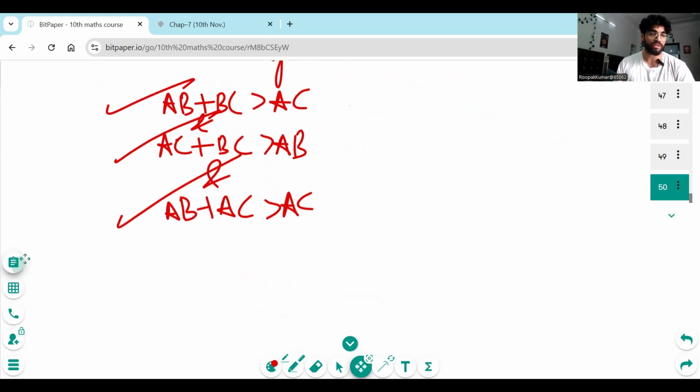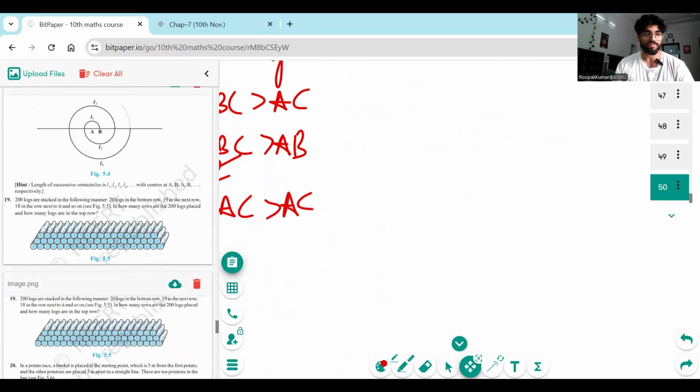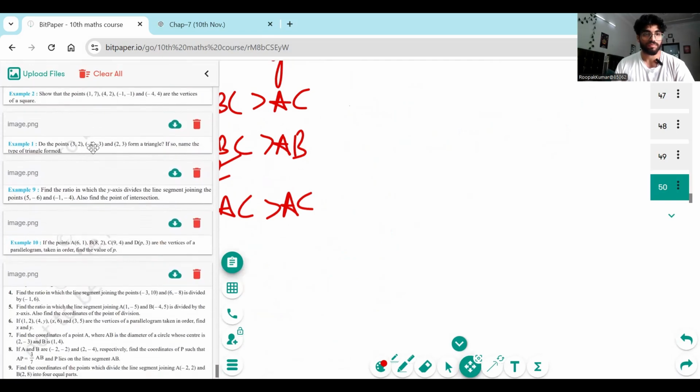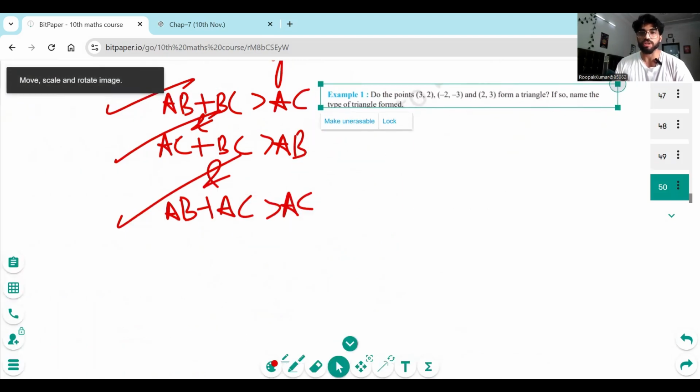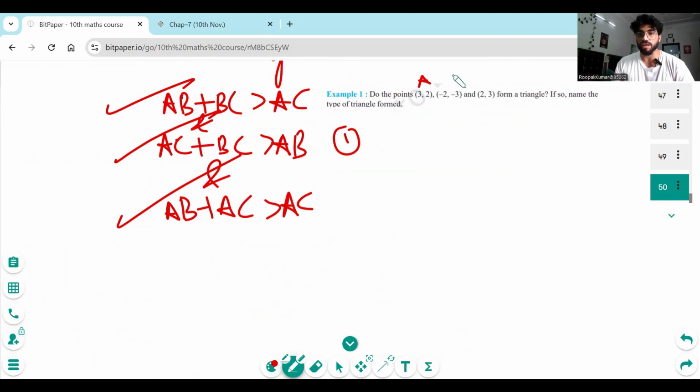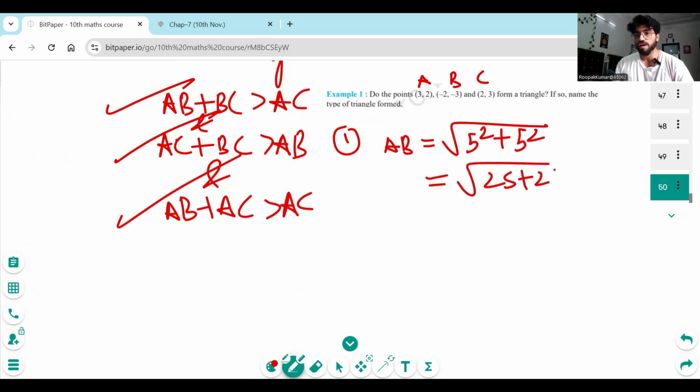Let's do a question, so that is pretty much clear. See, this is a question. Do these points form a triangle? So let's find out. Let's call these A, B, and C. If I find AB, that is 3 minus minus 2, 3 minus minus will be plus. So 5 square, and 2 minus minus will be plus, again 5 square. So 25 plus 25, which is 2 times 25. 25 will come out, 5 root 2, right?